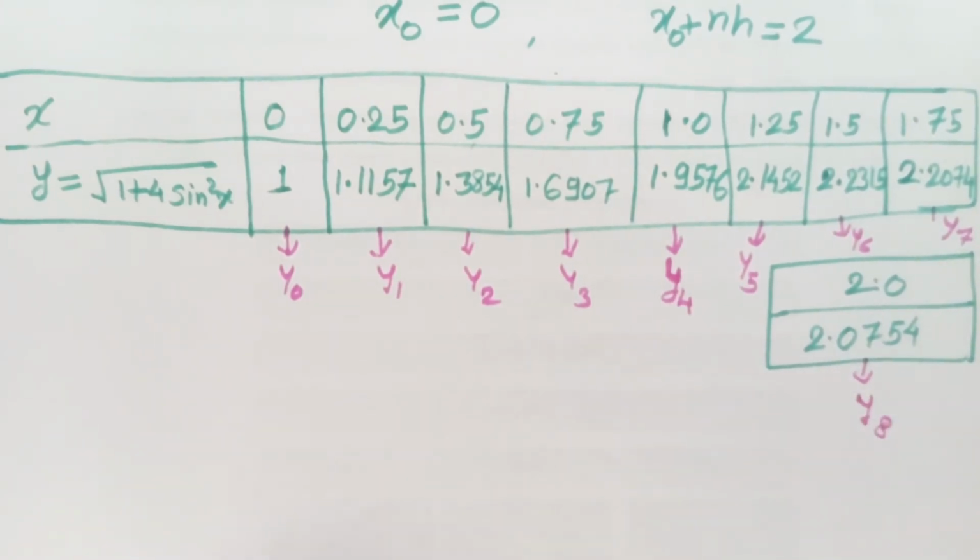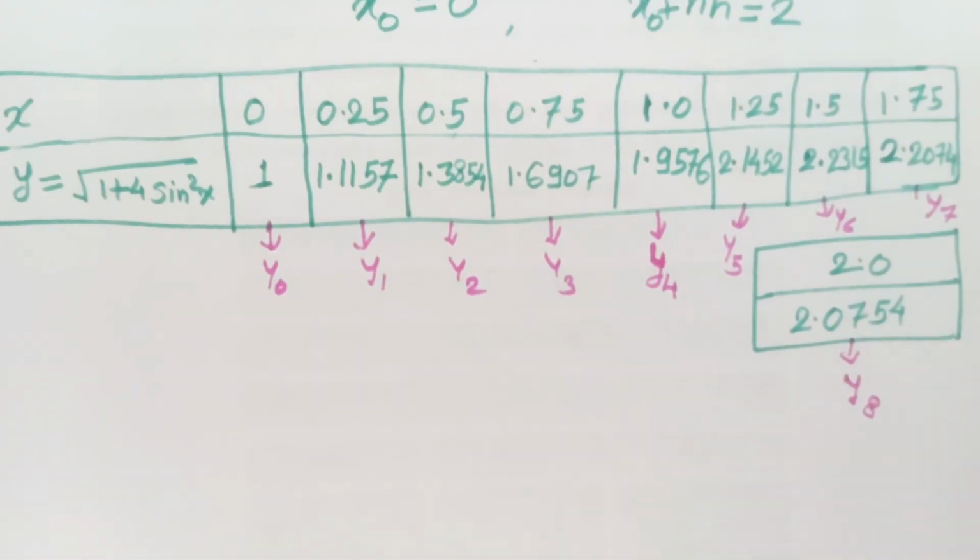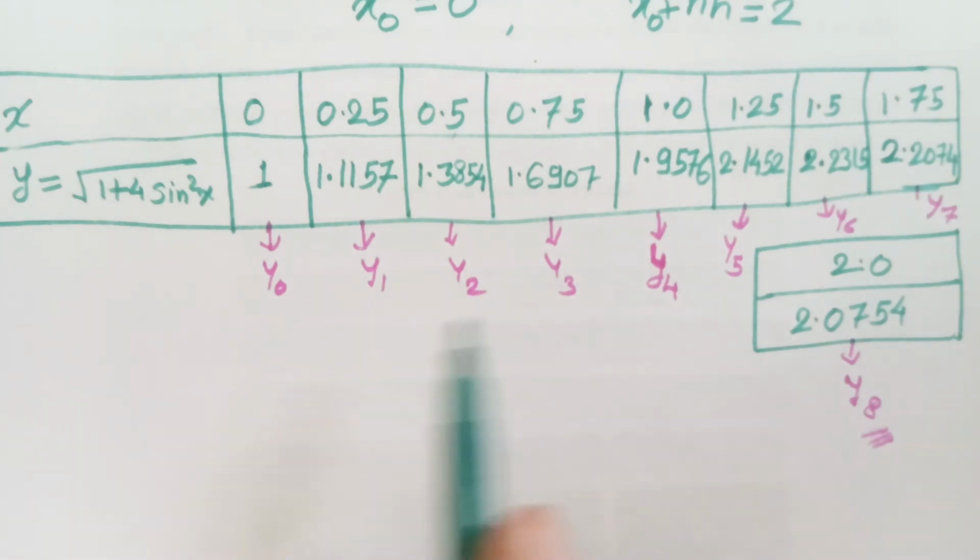As said in the last lecture, if we get n equal to even, and here n is 8, then we have to use Simpson's 1/3 rule. If n is odd then Simpson's 3/8 rule, and you can use the trapezoidal rule for any n, but now here n is 8, so we can use Simpson's 1/3 rule, and we know the formula of Simpson's 1/3 rule. So we first write the formula and then put the values of our given function.